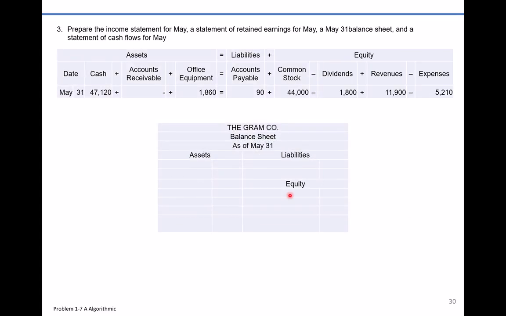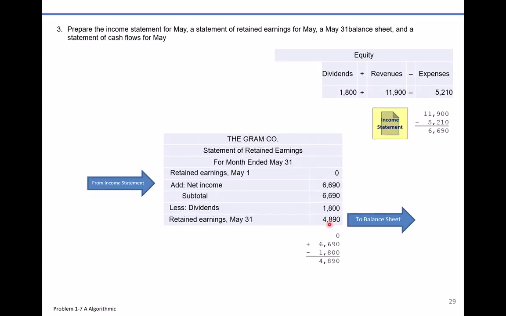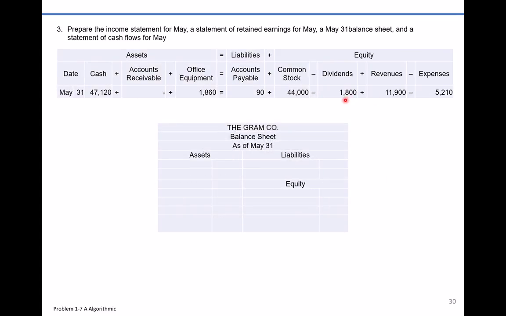It says prepare the income statement, statement of retained earnings, and the balance sheet. So we've got the basic balance sheet already here. We've got all of our accounts. Let's remove things we don't need. So dividends, revenues, and expenses we'll look at as a sum number as part of the number for the statement of retained earnings. Notice that's that same number that we moved over from the statement of retained earnings. So 4890 is what we're going to be looking at. How do we get that 4890? Well, it's basically just revenues minus expenses minus dividends. We'll come back to that in just a second.